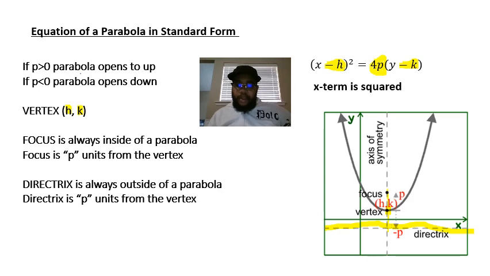I'll say it one more time. y is going to be equal to the k portion of the vertex, but minus p. The reason it's minus p is because it moved down p. Now if it was flipped the other way and the directrix was up, then it would be plus p. It's just p units away. The easiest way, if you don't want to memorize the whole minus and plus thing, is just to graph it and see where the line is.